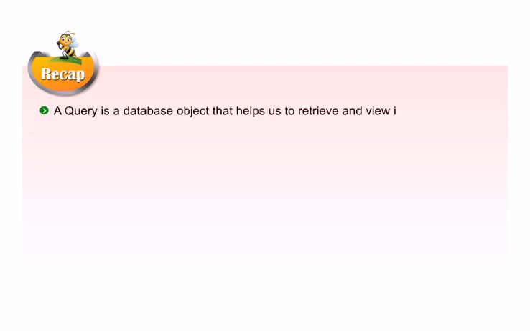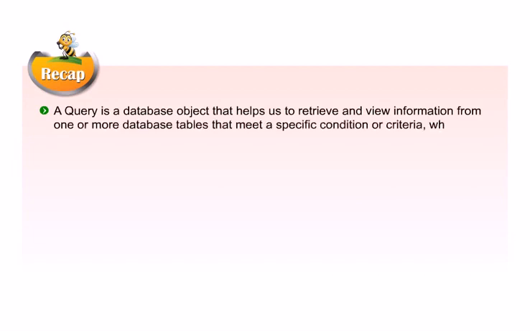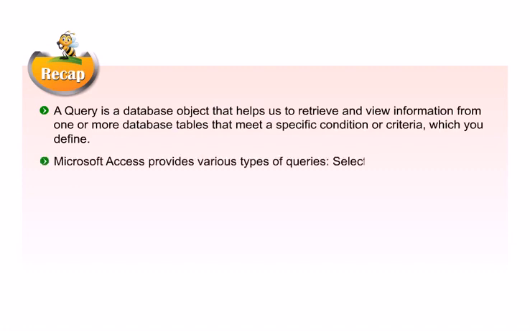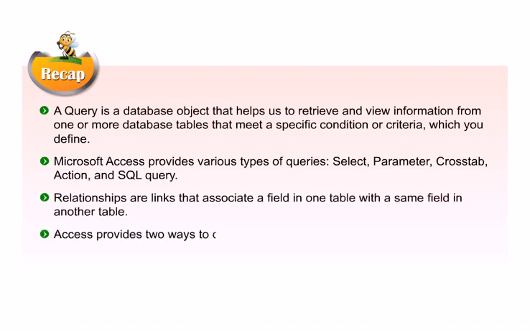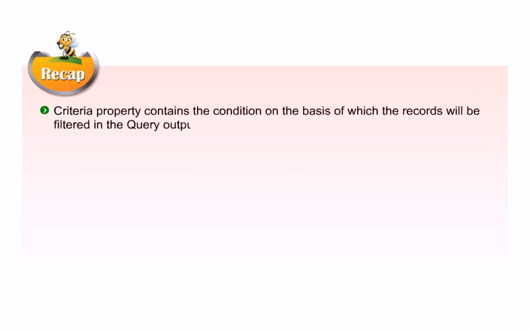Okay students, let us take a recap of this chapter. A query is a database object that helps us to retrieve and view information from one or more database tables that meet a specific condition or criteria which you define. Microsoft Access provides various types of queries: select, parameter, crosstab, action and SQL query. Relationships are links that associate a field in one table with the same field in another table. Access provides two ways to create select queries: by using Query Wizard and Query Design. The Criteria property contains the condition on the basis of which the records will be filtered in the query output.